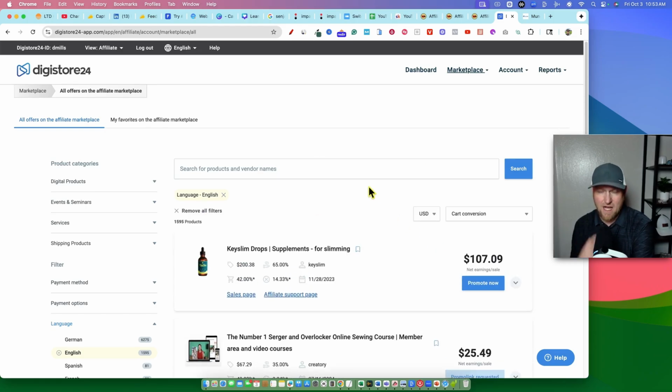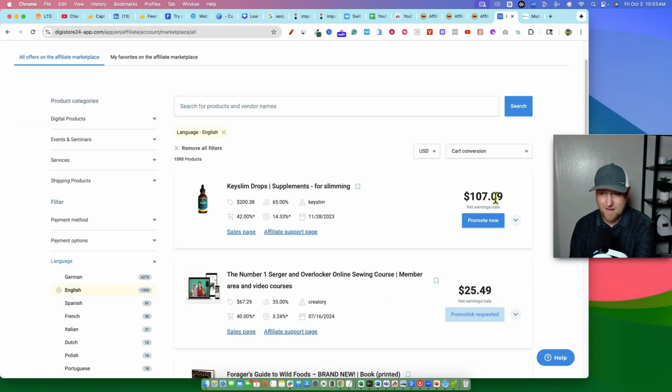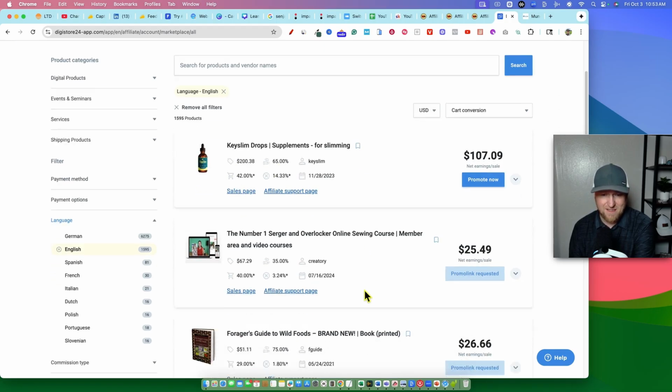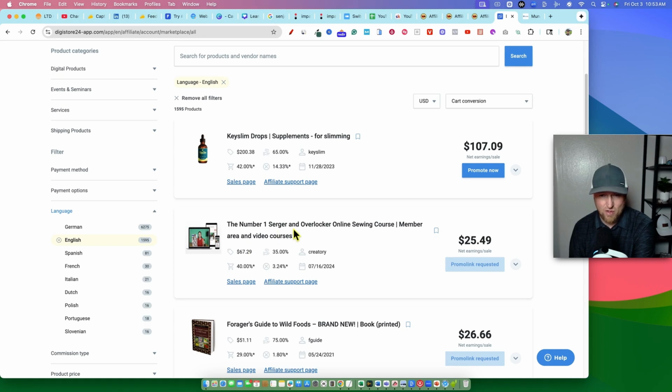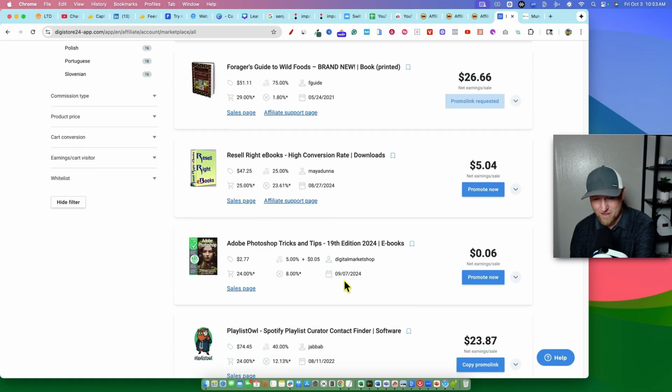If you're looking at high converting offers that are actually making sales, you can make $100 a sale on this Key Slim Drop supplement. When you're in that niche, there's a 42% conversion rate, but it does have a very high refund rate. So I would skip that. But look at this one, the #1 serger and overlocker online sewing course. You would have to be in that niche, but it's a 40% conversion rate and only a 3% refund rate. So that would be a great product to go after.